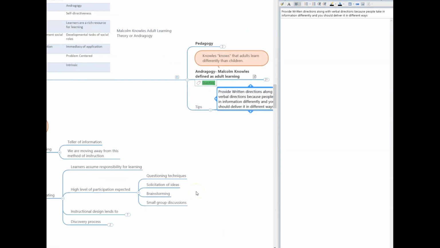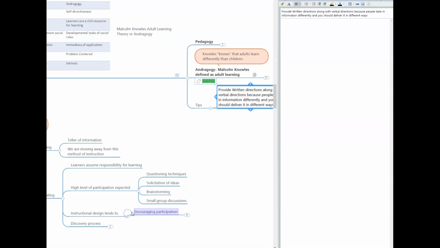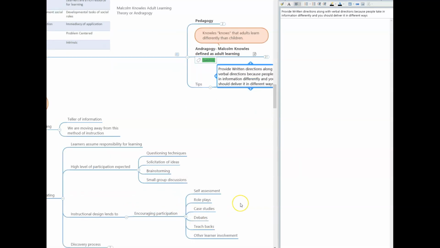That includes questioning techniques, soliciting ideas, brainstorming, and small group discussions. Instructional design lends to encouraging participation. And this can be done through self-assessment, role plays, case studies, debates, teach-backs, and other learner involvement.